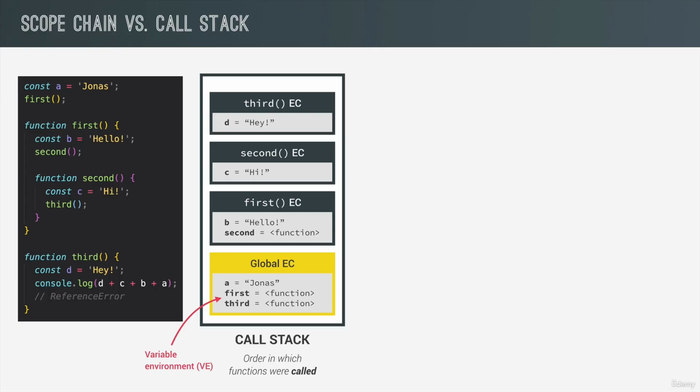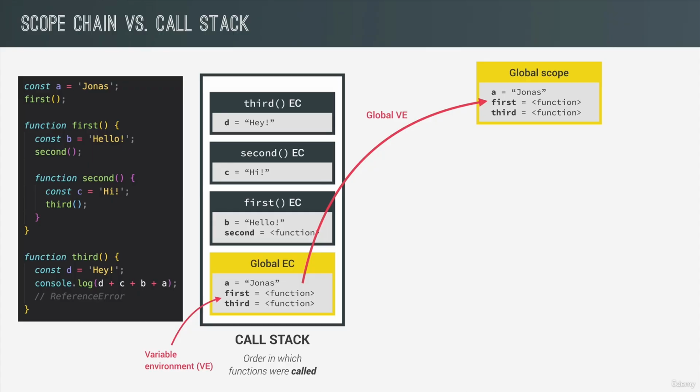Okay, and now that you did that, and we have all these variable environments in place, we can actually start building the scope chain. As always, we're going to start with the global scope. And the variables available in the global scope are exactly the ones stored in the variable environment of the global execution context. And given everything we've learned so far, that makes sense, right?